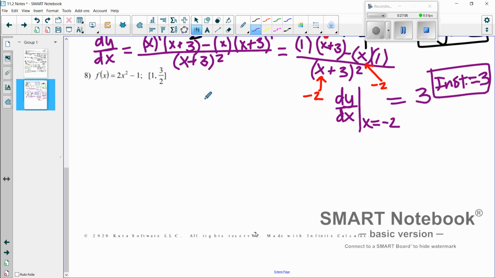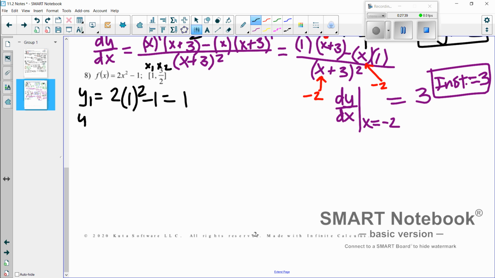So let's move into 8. And thankfully, it doesn't look like a quotient rule here, okay? So thankfully, it might be faster here to find the instantaneous rate of change. But first, let's find the average rate of change, okay? So let's find our y1 and our y2. I'm going to label these as x1, x2, okay? And so our y1 is going to be 2 times 1 squared minus 1 equals, it looks like 2 minus 1, which is just 1, okay?